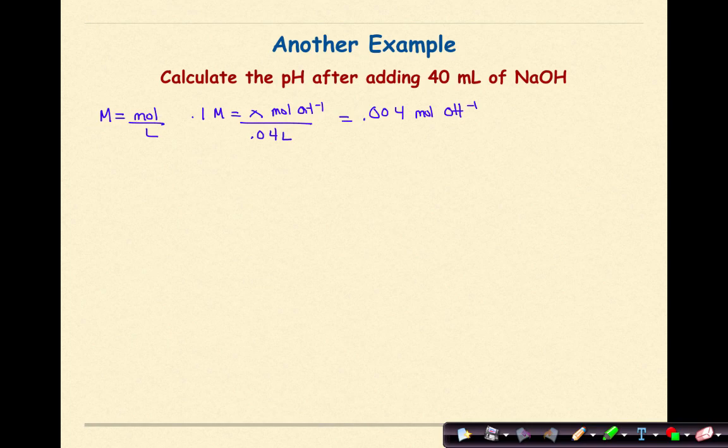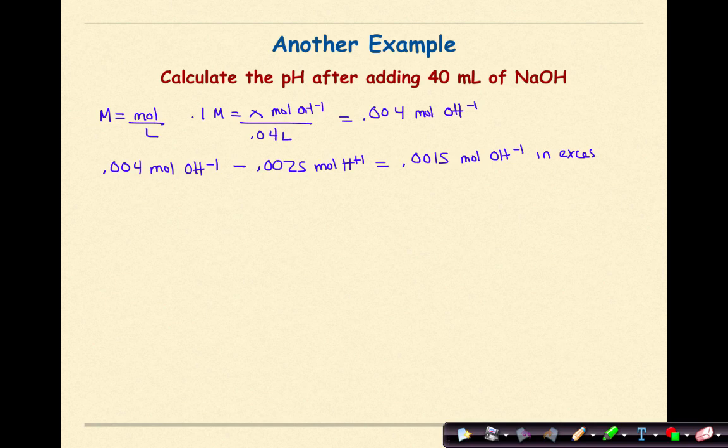So there's our step 1. Our next thing that we need to do is take 0.004 moles of hydroxide ions and subtract it from our original moles of acid, 0.0025 moles of hydrogen ions, to see how much hydroxide ions we have in excess. And that would be 0.0015 moles of OH- in excess.